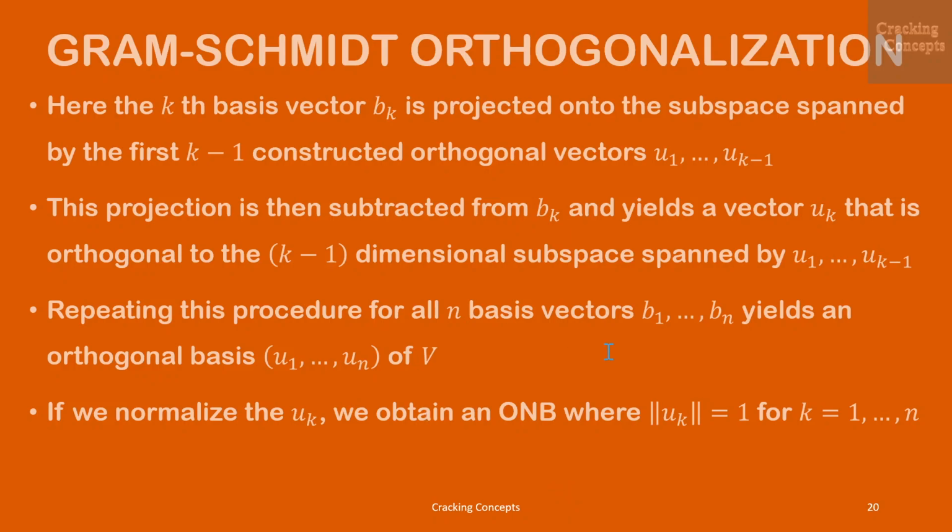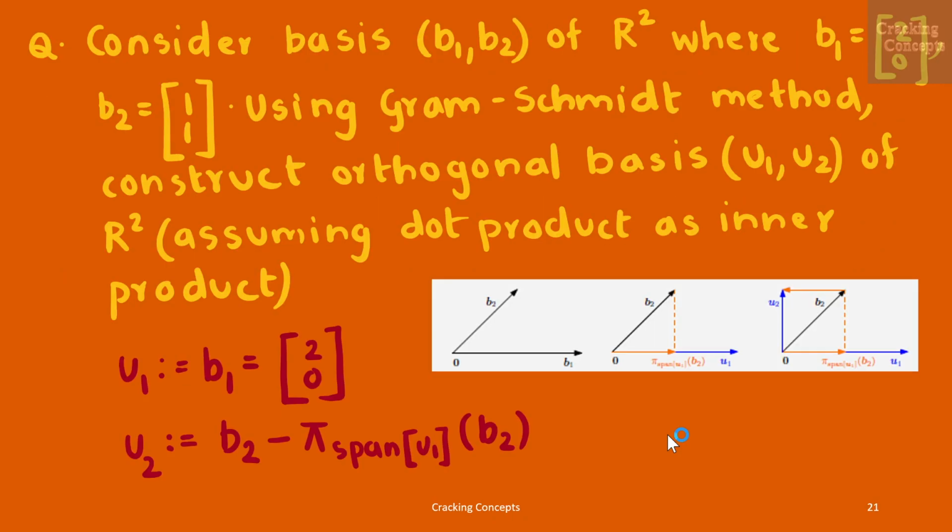If we normalize uk, then we'll obtain the orthonormal basis where the norm of uk is 1 for values of k ranging from 1 to n. Now we'll see a question where we are given the basis b1 and b2 for a two-dimensional space. We are asked to find the orthogonal basis u1, u2 of R2, assuming that the dot product is the same as the inner product, using the Gram-Schmidt method.